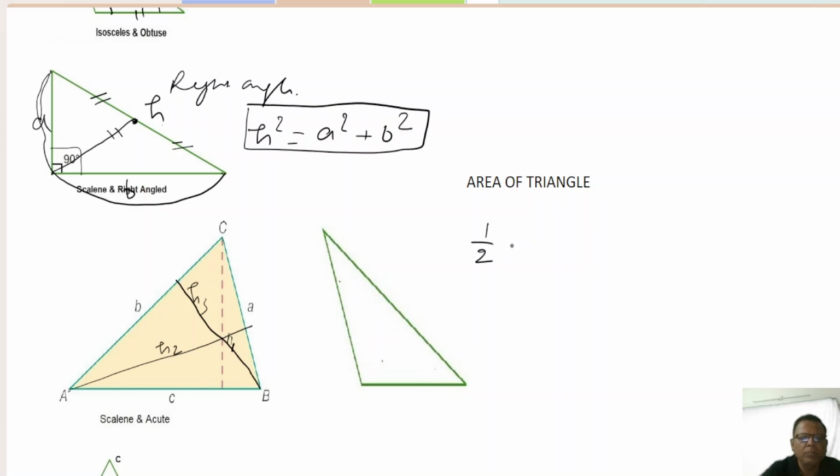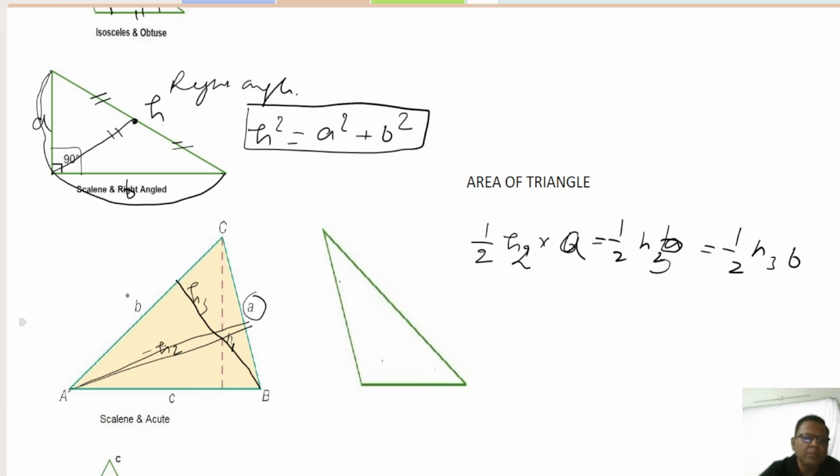So what is the area of the triangle? The area of the triangle will be half into H1 into A, which is equal to half into H2 into B, which is equal to half into H3 into C. Here H1 is the altitude on side A, H2 is on side B, and H3 is on side C.